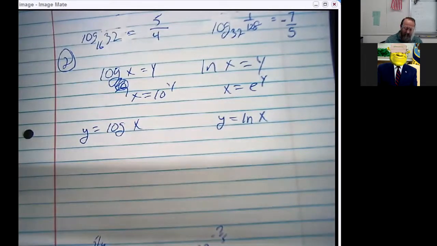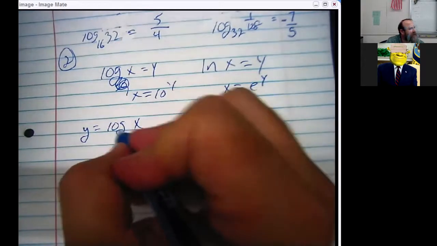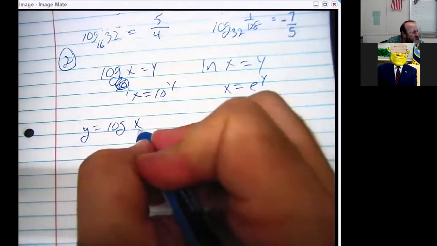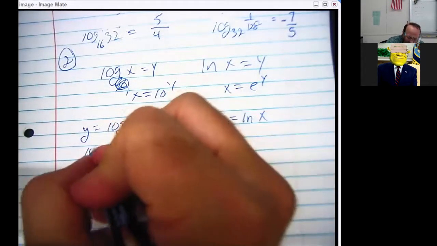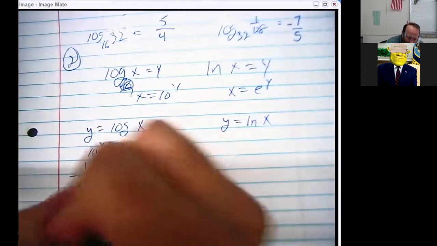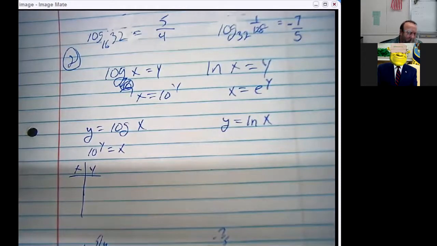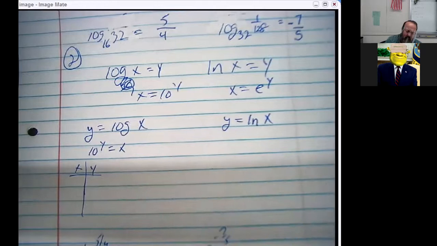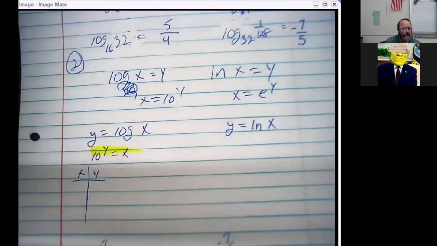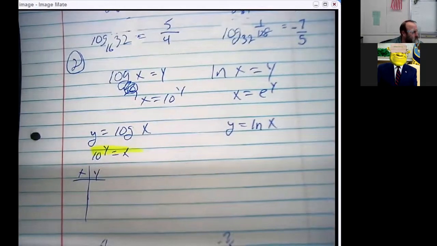So what I would tell you to do is, what's the base here? If it is a log base 10, that means 10 to the y is x. Let's make an input-output table. Now in this case, is it easier to plug in x to get y or y to get x? Look right here. Oh, y to get x would be a lot easier, wouldn't it?